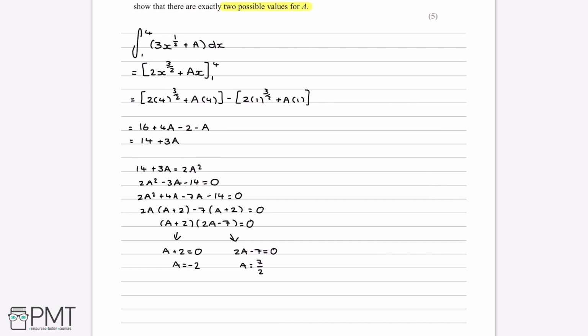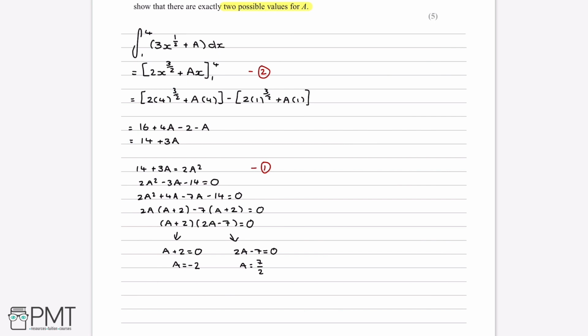Now, in this question, to get our marks, there are 5 marks available. So, first of all, we get a mark for method and answer for simply writing that 3x to the power of a half plus a integrates to 2x to the power of 3 over 2 plus ax. So this is 2 marks, one for the method and one for actually getting the right numbers. Our next method mark comes from using these limits and then setting them equal to 2a squared. So this is now 3 marks in total.